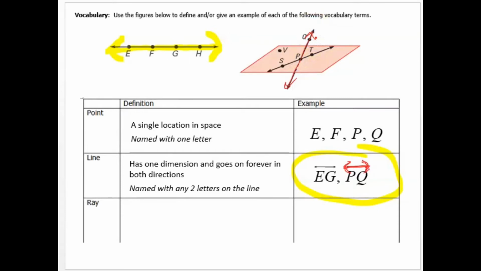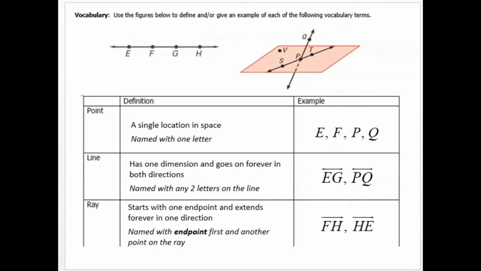All right, so the next one is a ray. So a ray is kind of like a line, except that it starts with one endpoint, and it goes on forever in only one direction. So for example, ray FH would be the ray that starts from point F, so that would be its endpoint, and then it goes forever, but only towards the direction of point H.